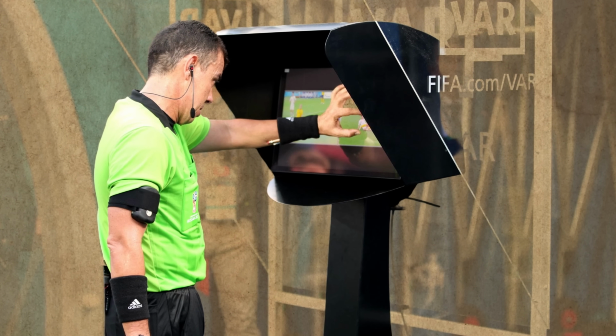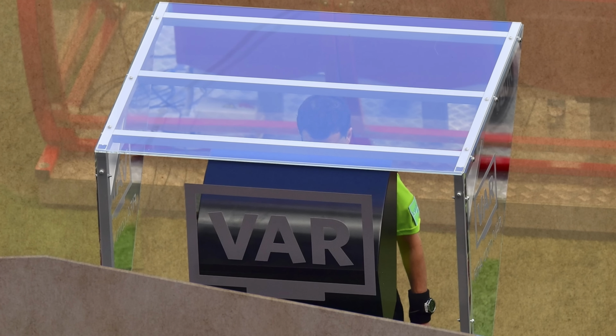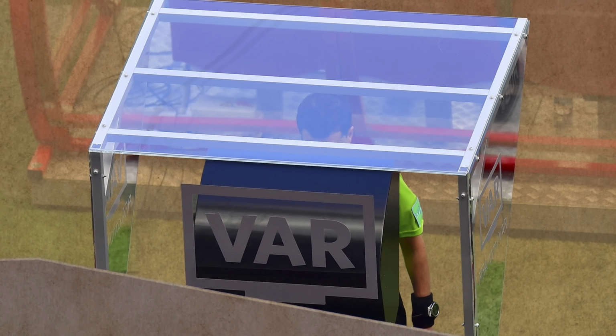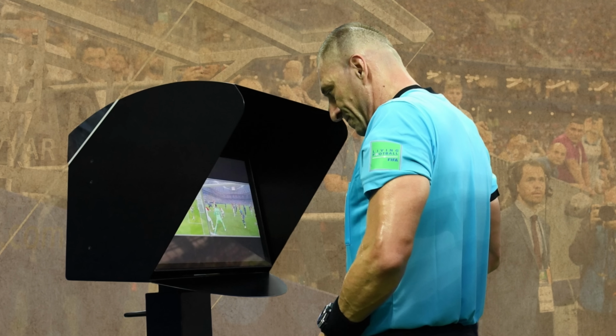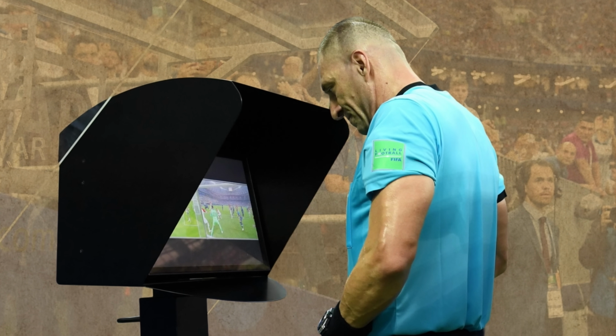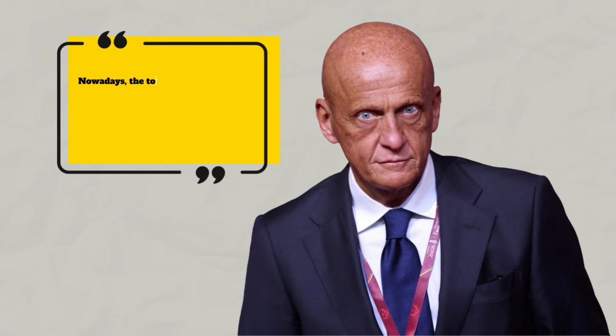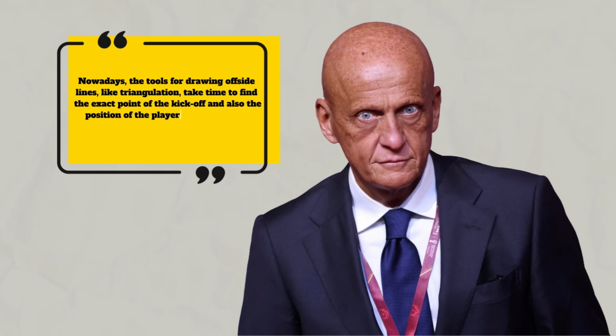This system is believed to have cost approximately $7,500 per match, a figure more than justifiable given the minimal margin of error it promised. However, while it brought some fairness, it also came with an incredible amount of lost time. Pierluigi Collina, president of the FIFA Referees Committee, said the following: "Nowadays, the tools for drawing offside lines, like triangulation, take time to find the exact point of the kickoff and also the position of the players. On average, it takes about 70 seconds to check the offside."